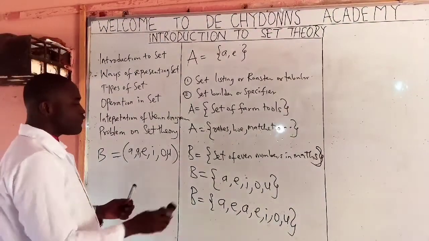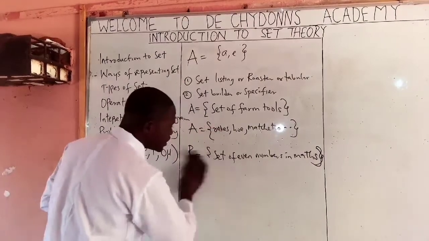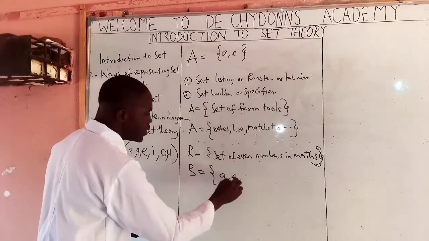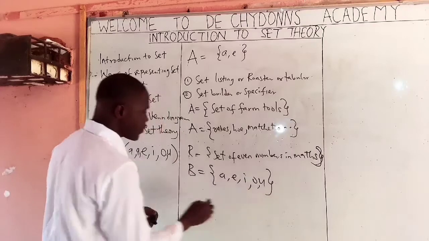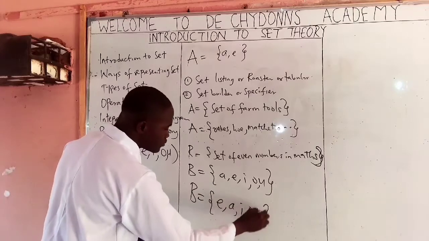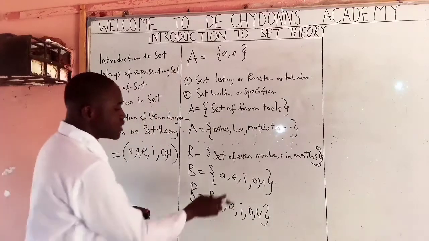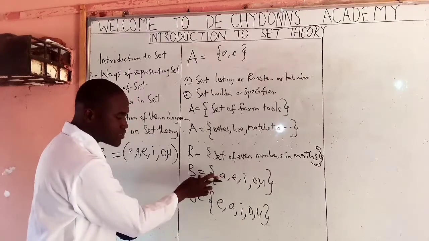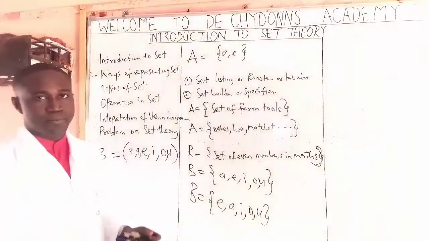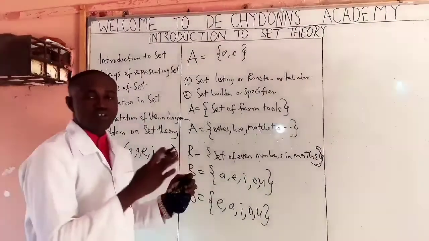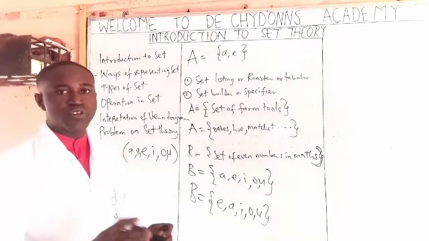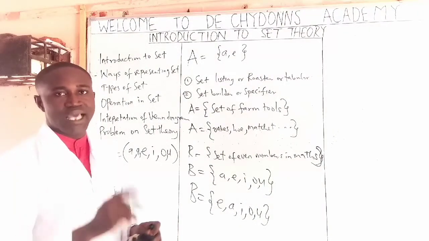Now also know that the position of a given element in a given set does not matter. Take for instance, set B equals A, E, I, O, U. That set B is the same thing as E, A, I, O, U. So it means that whether this element A comes first or not, as long as the element you see here, you also see it here, they are the same. Okay, so these are some of the information you need to know on introduction to sets. We will go into types of sets, but see it in the next video.